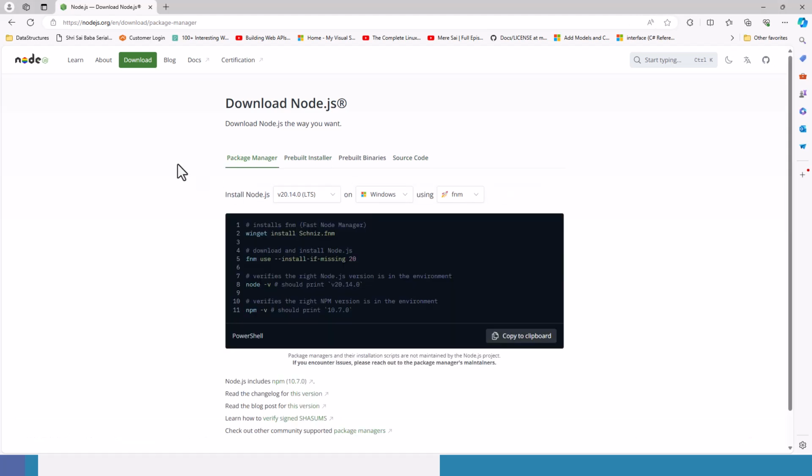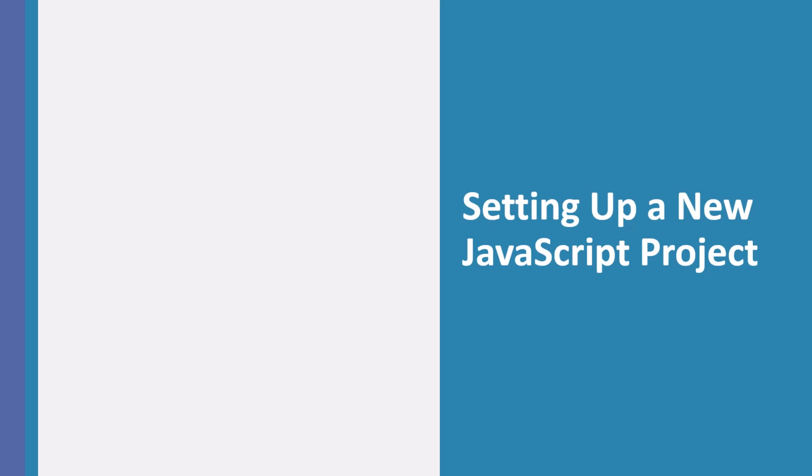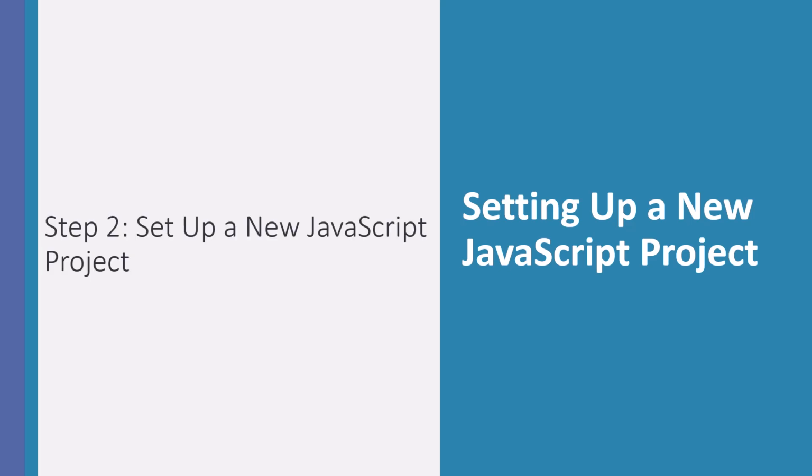I have already installed Node on my machine. I will not download or install at the moment. So let's see the next step now. Step 1 is install Node.js, and then step 2 is setting up a new JavaScript project. So how do we set up the new JavaScript project?